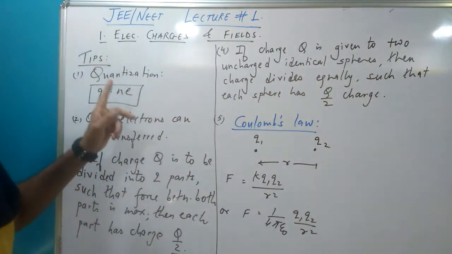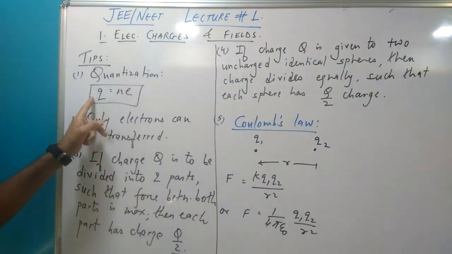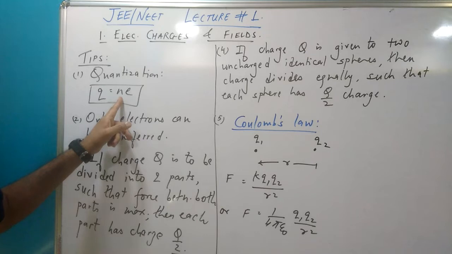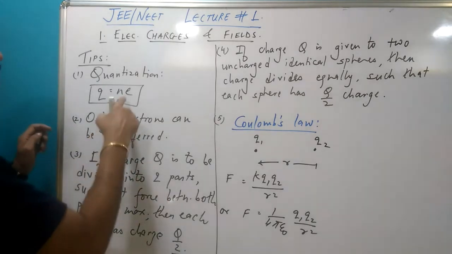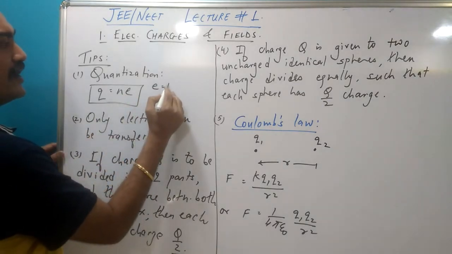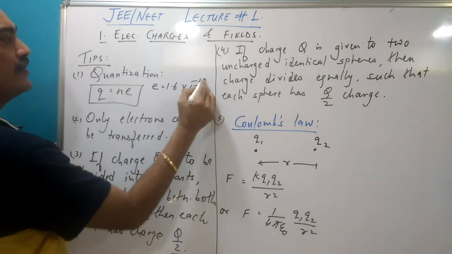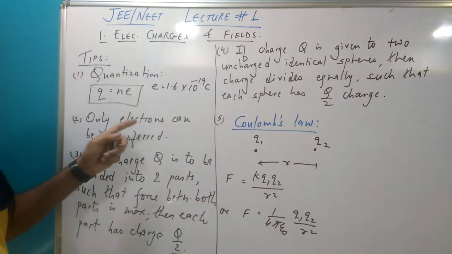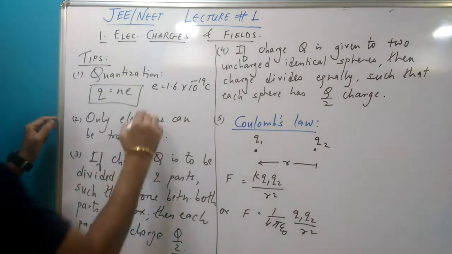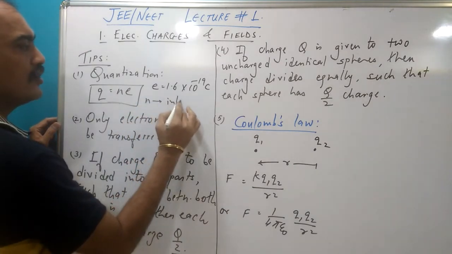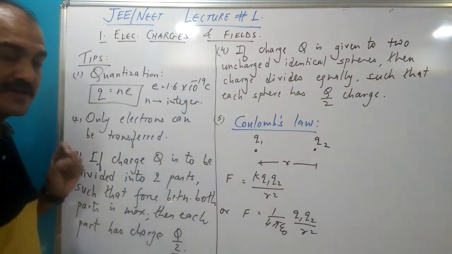The first tip is quantization. Every charge in the universe is an integral multiple of one fundamental charge. That is the charge of the electron, and everybody knows the value of e is 1.6 into 10 raised to minus 19 coulomb. And n is an integer. So Q is ne is my first tip.